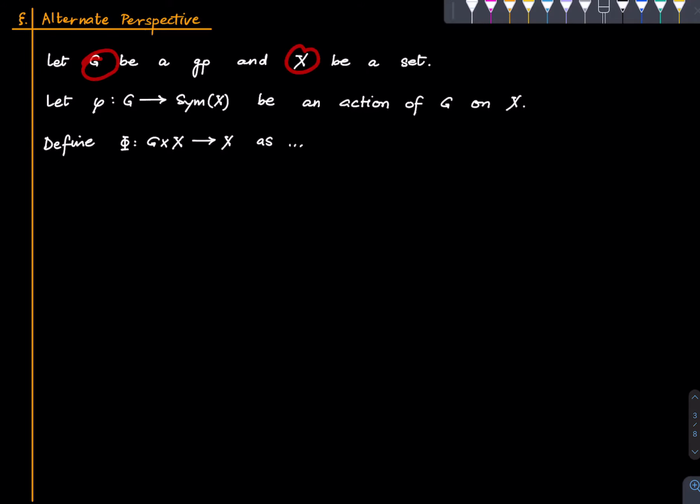So fix a group G and let X be a set, and fix an action phi of G on X. Then we can define a map of this sort, capital Phi from G cross X to X, as Phi(g, x) is the permutation phi(g) applied on x. All right, so this is how we define our map capital Phi using the map small phi. And instead of writing that, we will be writing g dot x. Of course, one should remember that this dot is actually referring to this capital Phi.